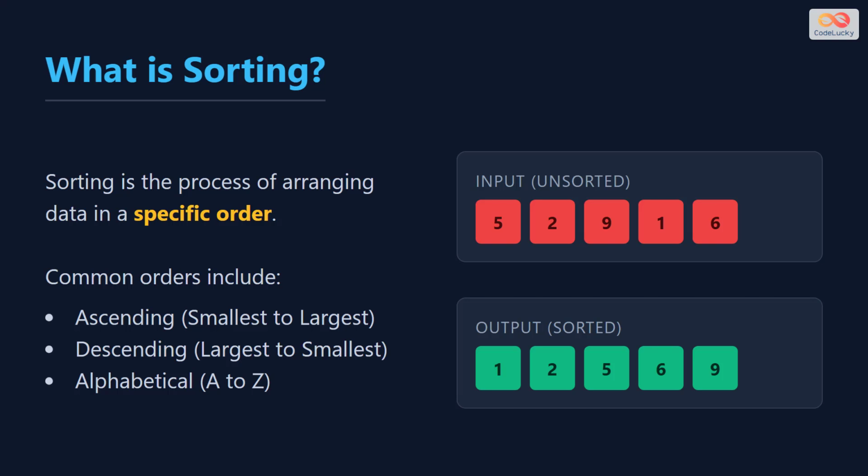First, let's define what sorting actually is. Simply put, sorting is the process of arranging data in a specific, meaningful order. This could be numbers from smallest to largest, or words from A to Z on the screen. You can see an example of an unsorted array of numbers on the left, and that same array transformed into a sorted sequence on the right.